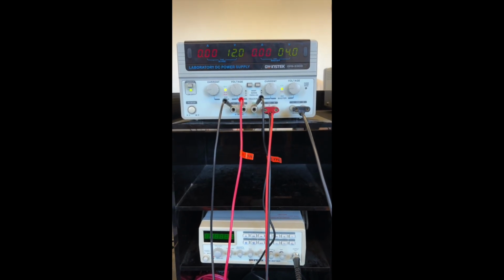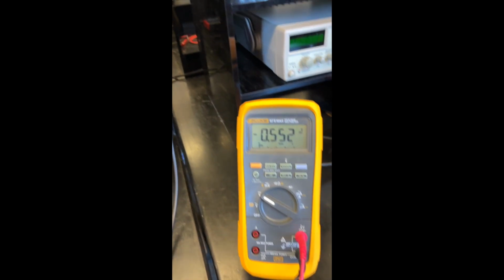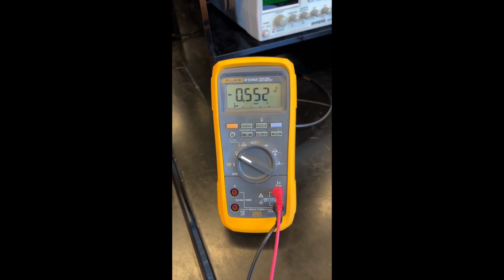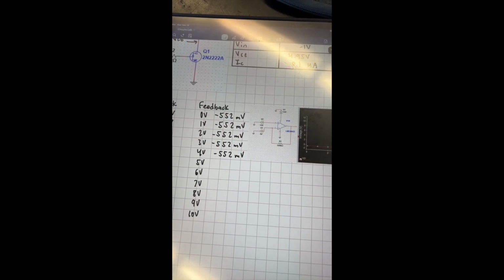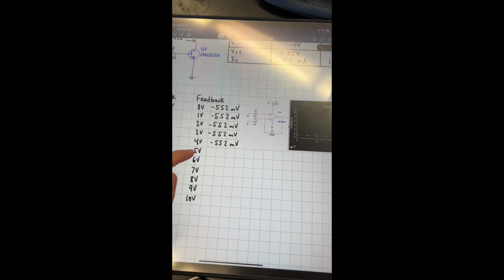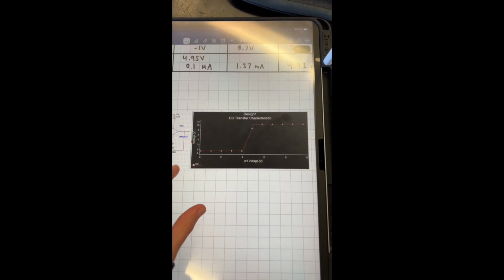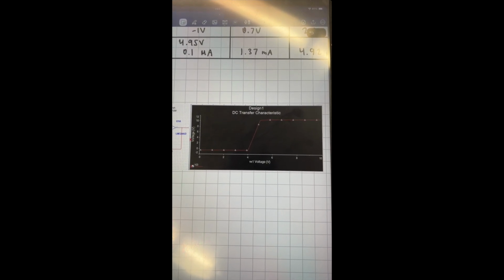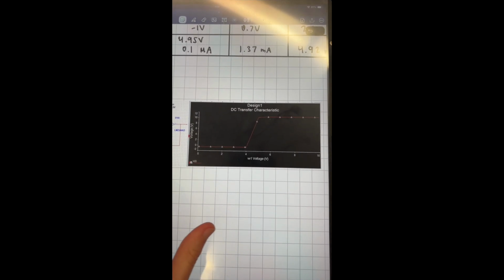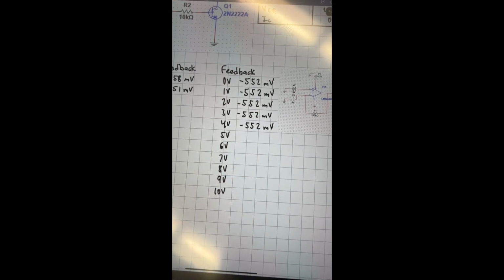All right, now my Vin is 4 volts, and I'm still getting a Vout of negative 552 millivolts. So all of these were negative 552 millivolts. So when the Vin changes to 5 volts, that's when our change should happen, and we should be looking at a Vout of above 10 volts. So we'll see what happens.